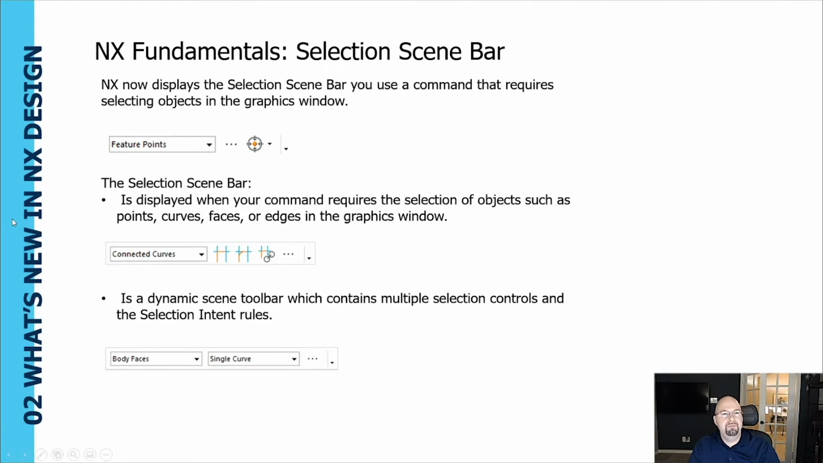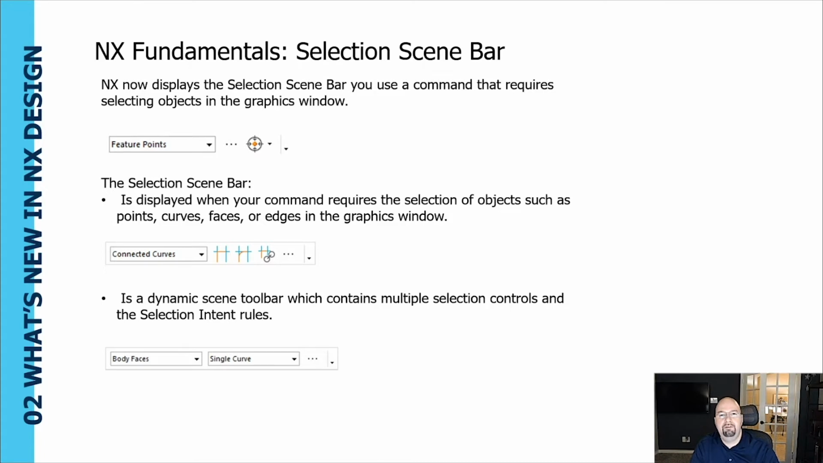And continuing on, we'll take a look at the selection scene bar. NX now displays a selection scene bar you use as a command that requires selecting objects in the graphics window. So when you create a new feature, whether it's an extrude, create a hole feature, etc., you will be presented with the selection scene bar depending on the type of feature you're creating. So if you're creating a hole on your part, you might be presented with a selection scene bar that has the feature points option, as you're seeing in that first image there, and the selection point drop down, which is being shown with the orange dot and the crosshairs over it there.